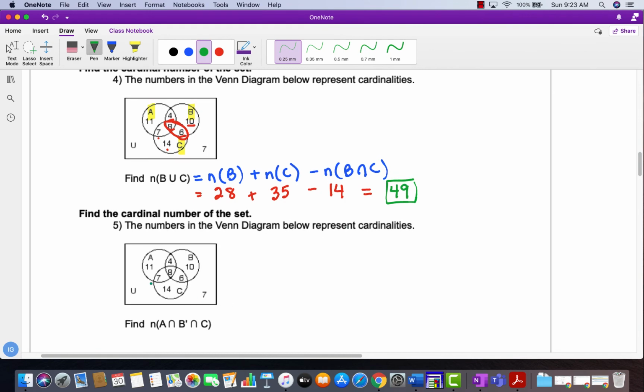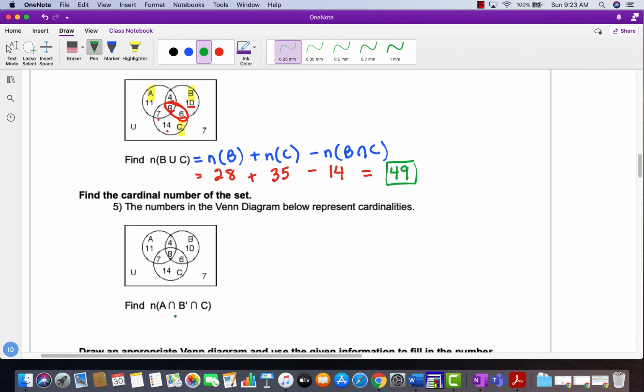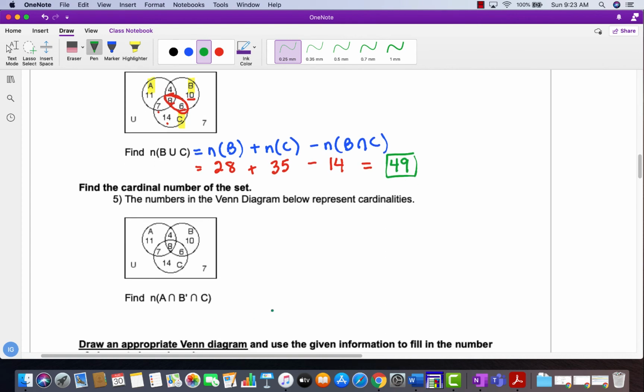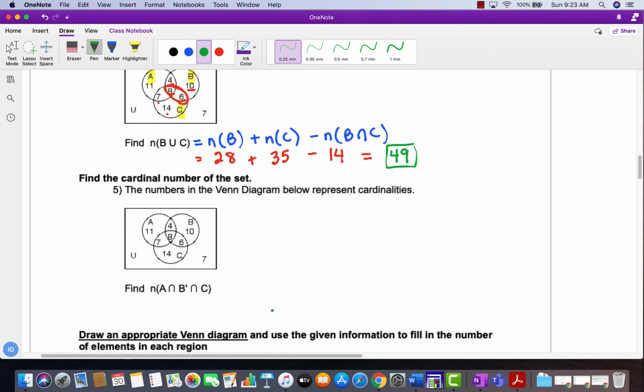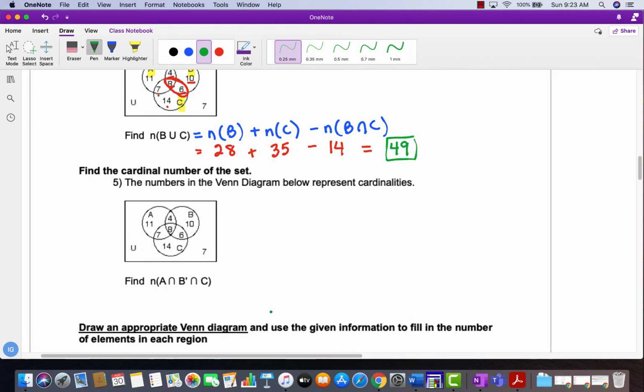Notice we still have the same Venn diagram, and the question is a little different, okay? So give it a try, pause the video, and you can give it a try here. Be careful with the question. Try to understand what the question is asking first, okay?